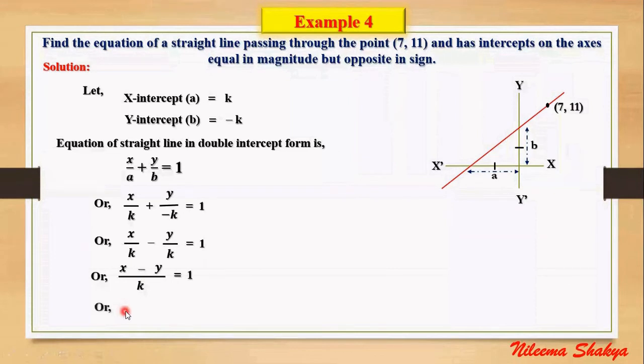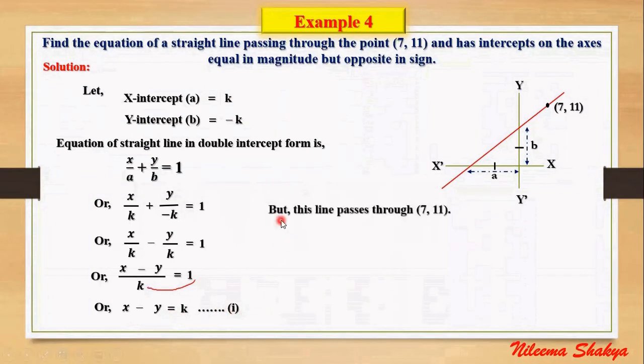Simplification in another step. Here we have in the left hand side x minus y. And this k will go to the right hand side to multiply with 1. So we have k as the right hand side. Let's number this equation as equation number 1.